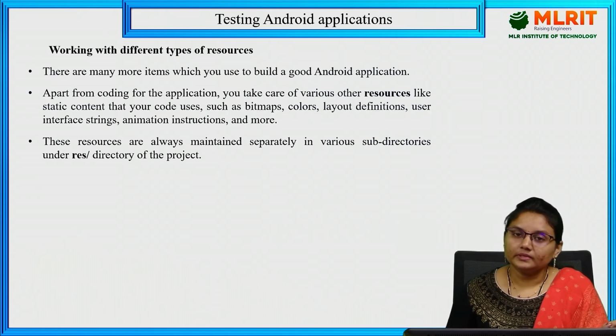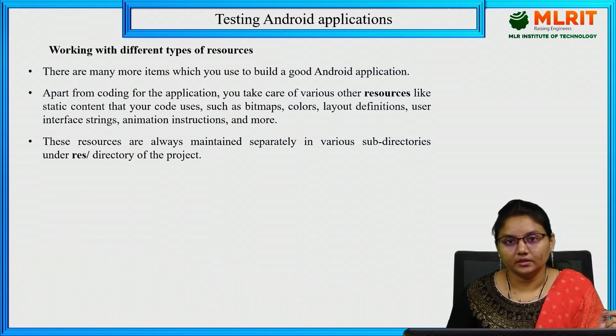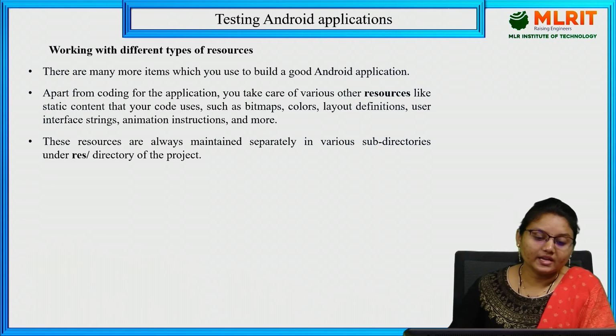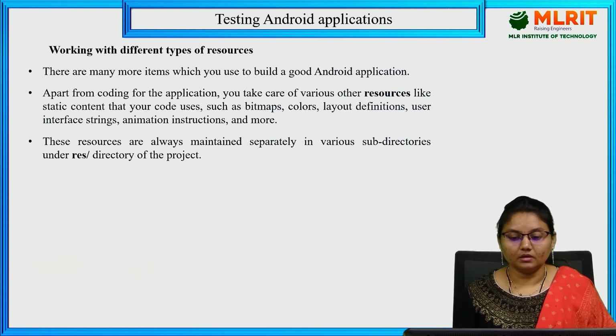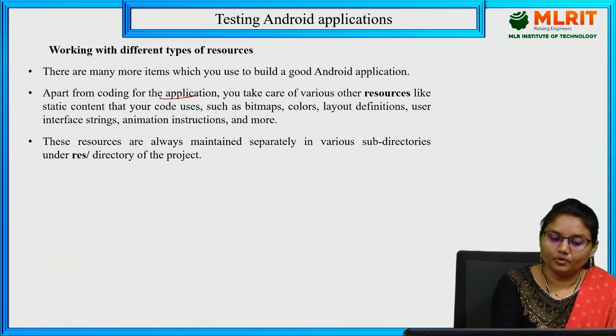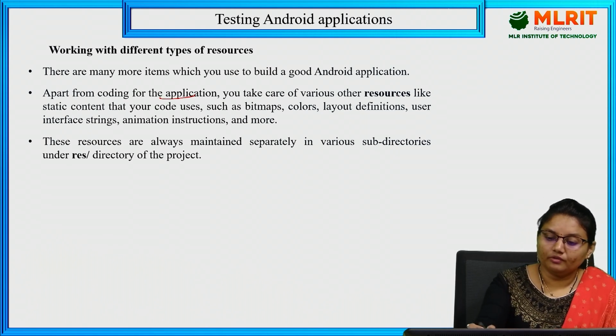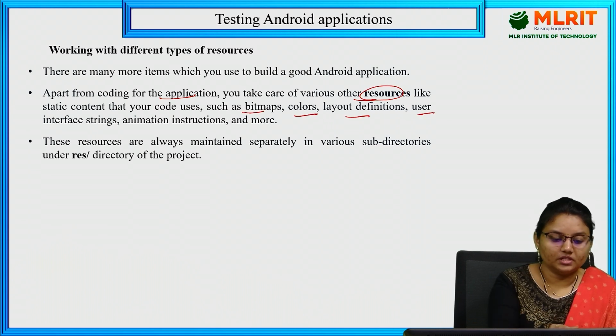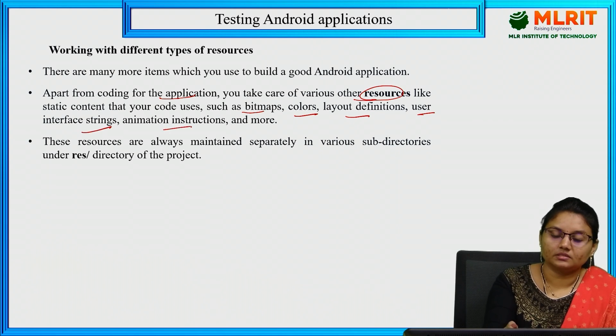So, how to work with different types of resources. In the previous session, we have seen how to use the resources either in code or in the application using the XML. There are many more items which you use to build your good application. Apart from coding for the application, you take care of various other resources. What are the other resources? Bitmaps, colors, layouts, user interface strings, animations, etc.